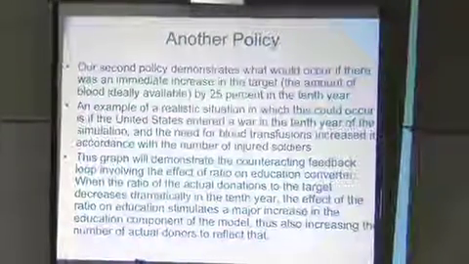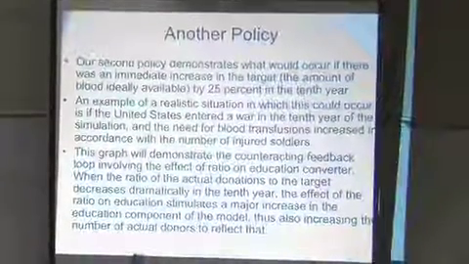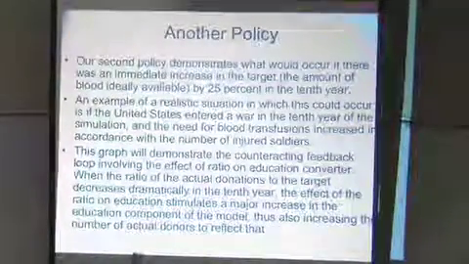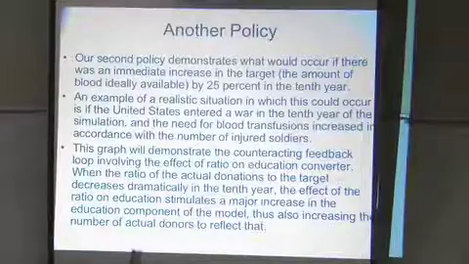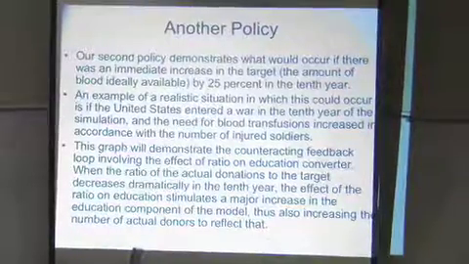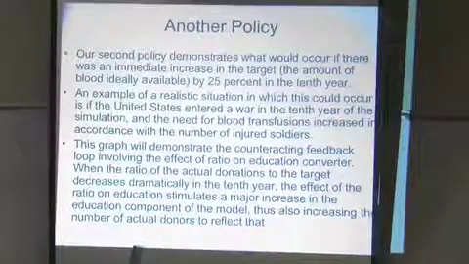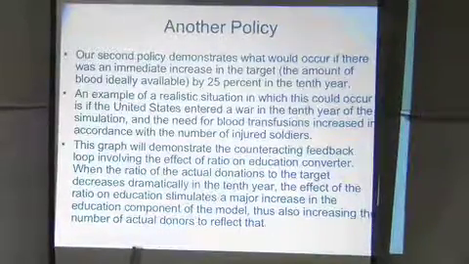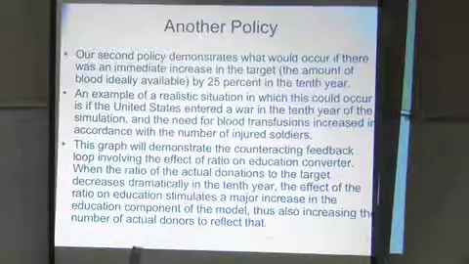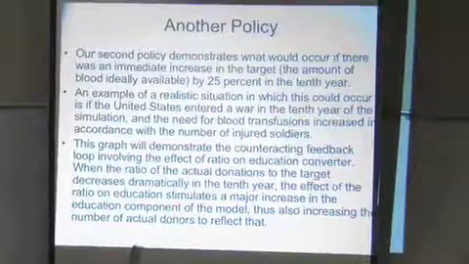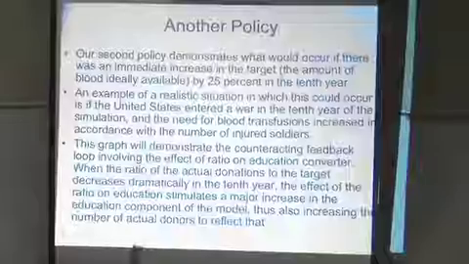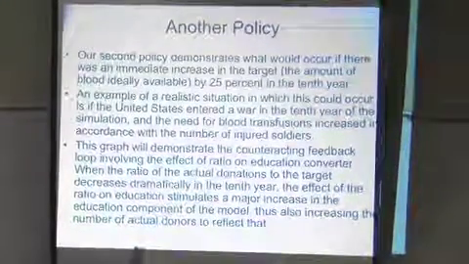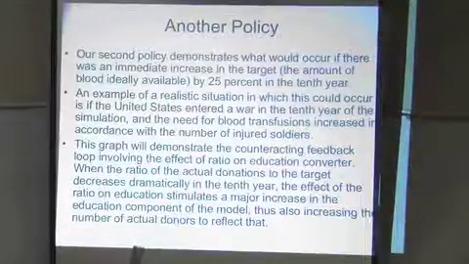Our second policy demonstrates what would occur if there is an immediate increase in the target, which is the amount of blood ideally available, and we decreased it by 25% in the 10th year. The target affects the effect of ratio on education. An example of a realistic situation in which this could occur is if the United States entered a war in the 10th year of the simulation, and the need for blood transfusions increased in accordance with the number of injured soldiers. This graph demonstrates the counteracting feedback loop involving the effect of ratio on education converter.